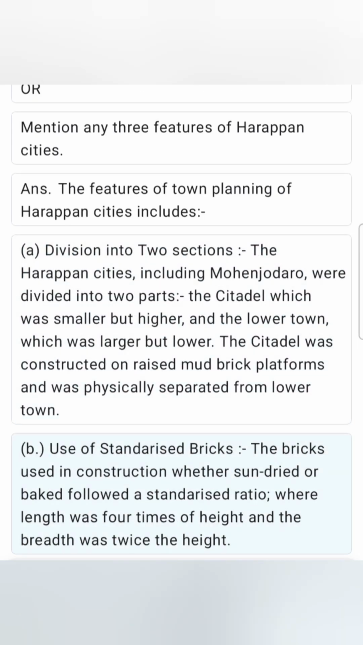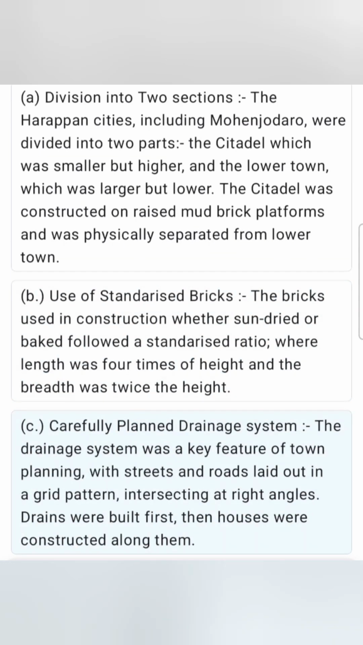B. Use of standardized bricks. The bricks used in construction, whether sun-dried or baked, followed a standardized ratio, where the length was 4 times the height and the breadth was twice the height. C. Carefully planned drainage system.